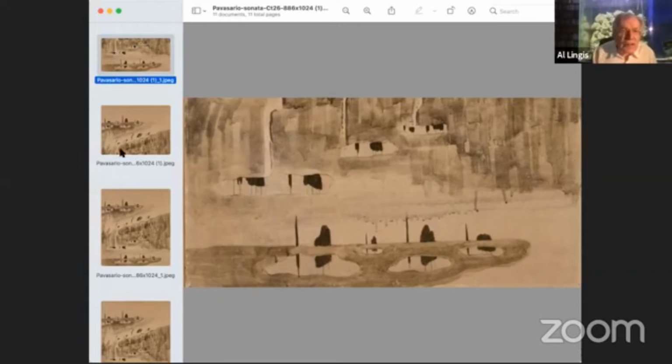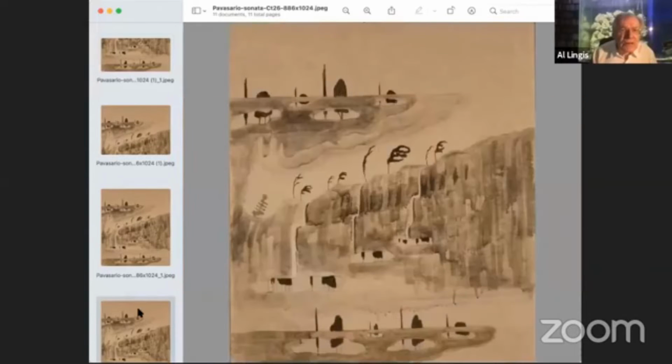Now, let's go back to the full image of this painting. So it's, is that it?